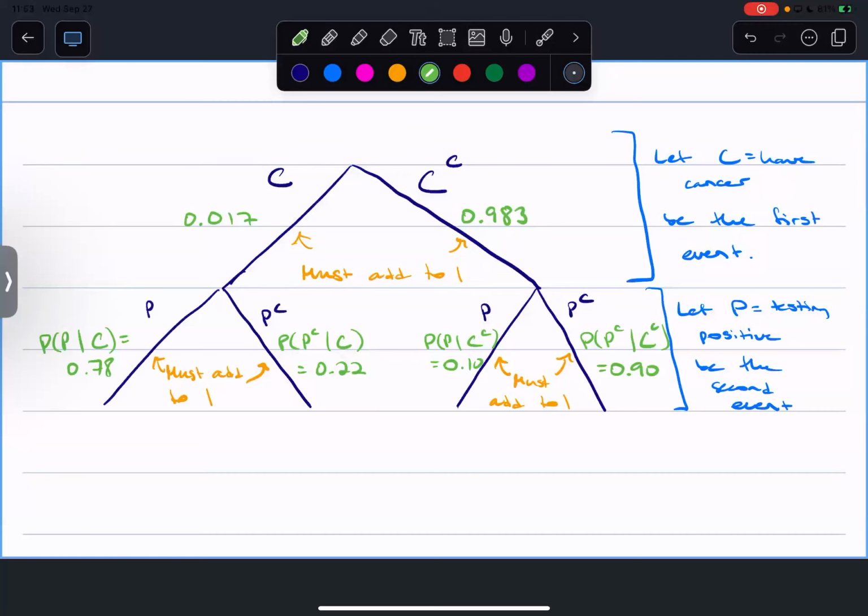We can use this to find probabilities now. And how we're going to use this is if I go down this branch, for example, how am I going to read this? It's a patient that has cancer and tested positive. Whenever I'm saying and, you're going to be multiplying. So if you multiply down this branch, you're going to find the probability of a patient having cancer and testing positive by multiplying down this branch.